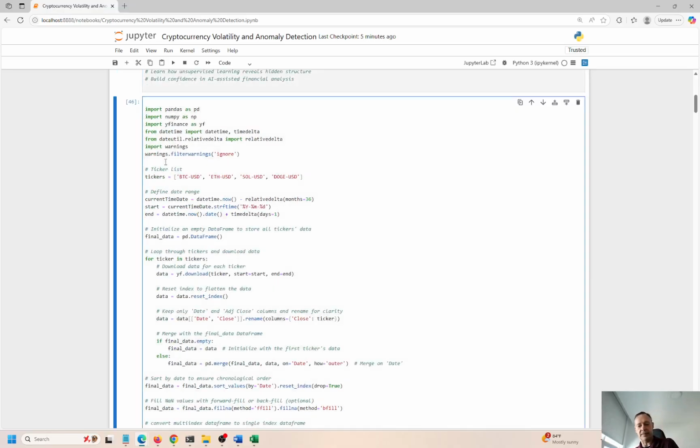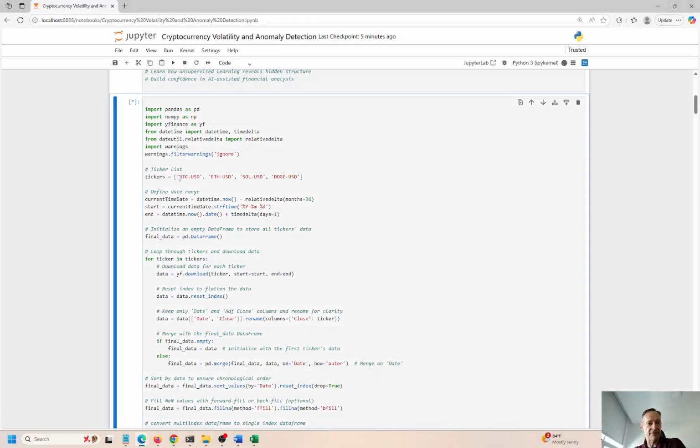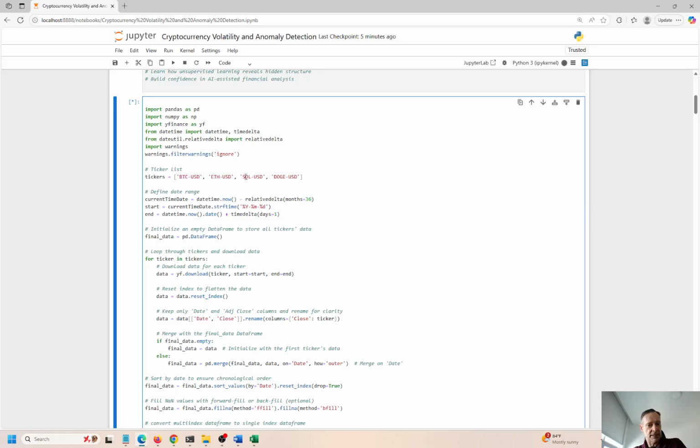So I'm going to go ahead and import some data from Yahoo Finance. I have 4 tickers here. So this is Bitcoin, ETH, SOL, and DOGE. You might be familiar with some of these, maybe not, but these are some of the more popular tickers for cryptos. And there's a bunch of them. If I Google it, I don't even know what all these are.